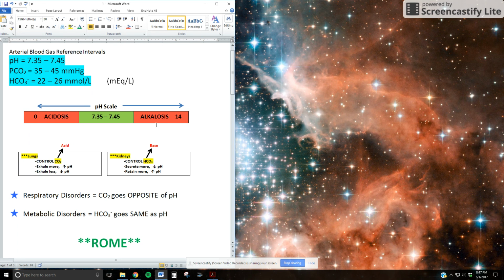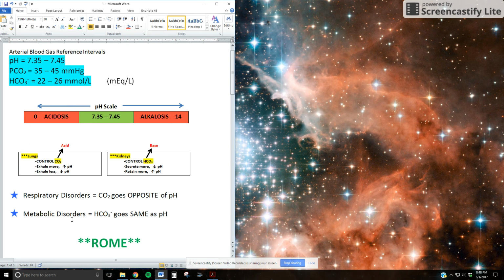So it's going to become more basic. And then next, this is where you want to drive it home, these two rules, as I like to think of them. Those are respiratory disorders. They equal when the CO2 goes opposite of pH. And if that's confusing, that's okay. We'll see how that applies in just a few seconds. But just remember these two rules. So respiratory disorders, CO2 goes opposite of pH.